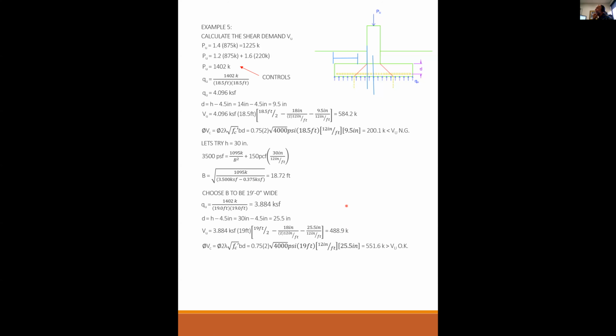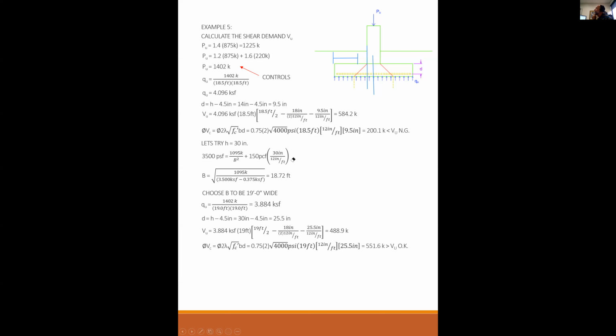I have a question. Can you explain the VU again? Can you clarify which part of VU? VU is the factored shear on this plane.